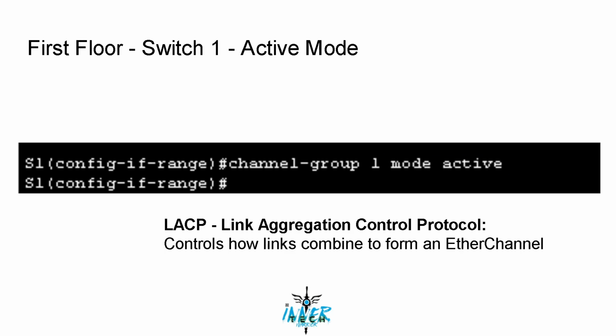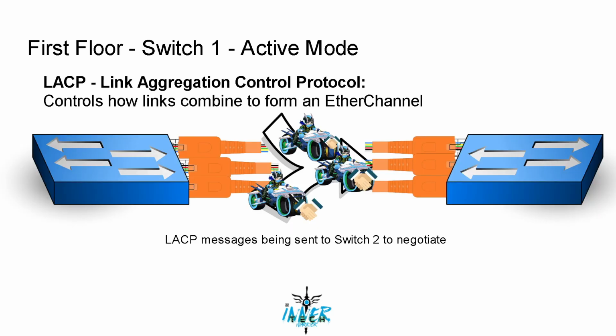The LACP protocol controls how links combine to form an ether channel. LACP uses messages between the devices to negotiate the grouping so both sides of the Ethernet channel links, switch 1 and switch 2's interfaces in this instance, agree on the link configurations.